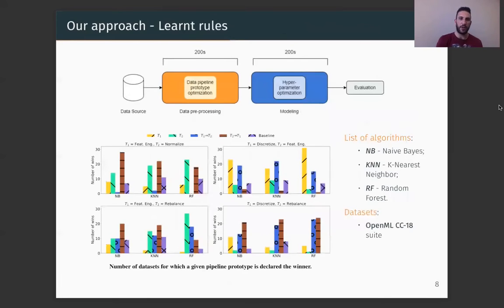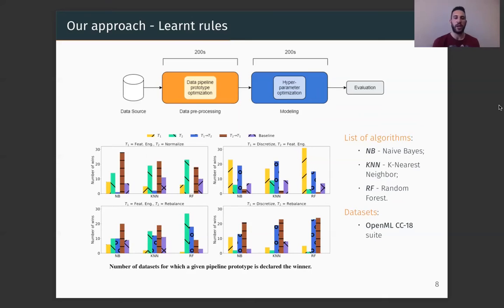The experiment setup of the learned rules was the same as the one we saw before. We optimized the data preprocessing step for 200 seconds and the modeling phase for 200 seconds with SMBO. But this time, for each dataset and for each algorithm, we optimize different prototypes, taking for example the transformation pair, feature engineering and normalization. Therefore, in the top left corner in this chart, we optimize two different prototypes: feature engineering first and normalization afterwards, but also normalization first and feature engineering afterwards.